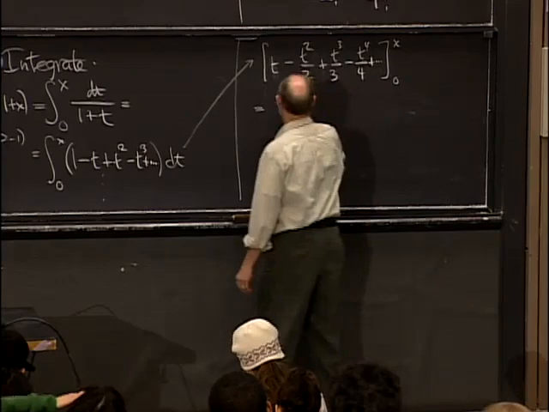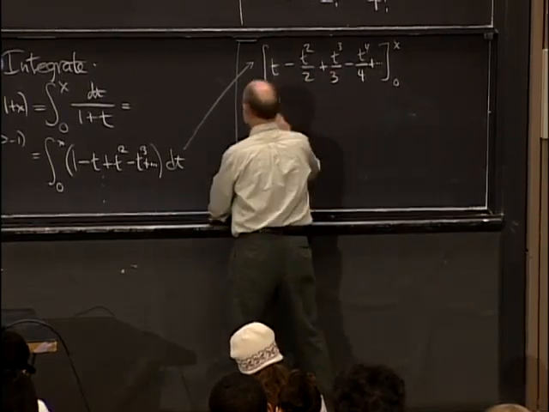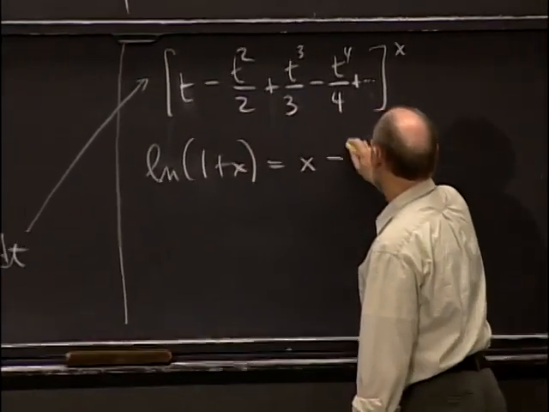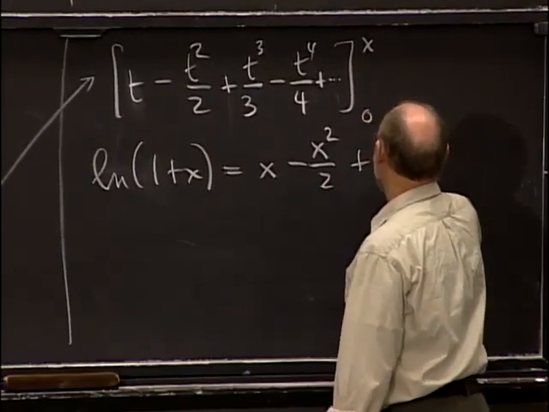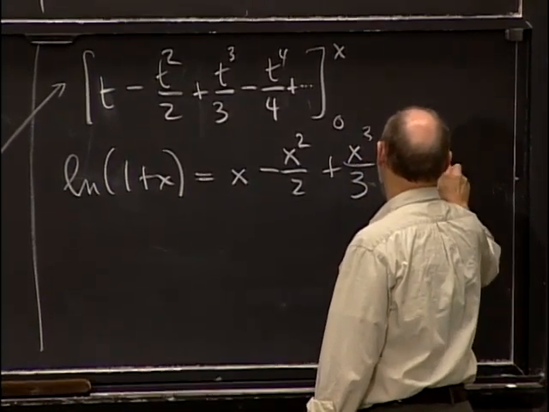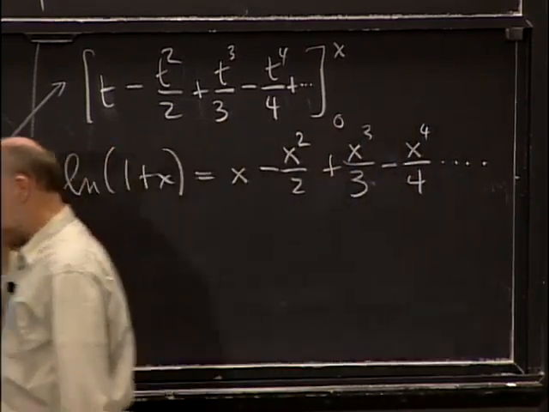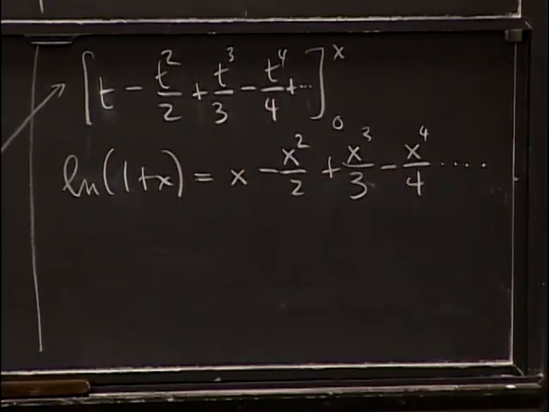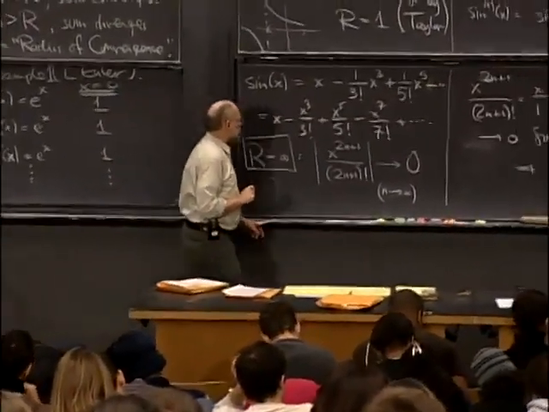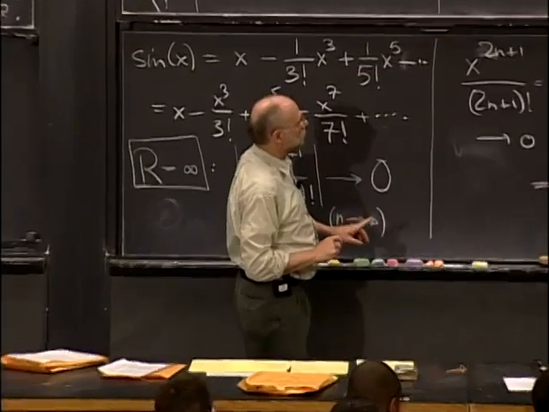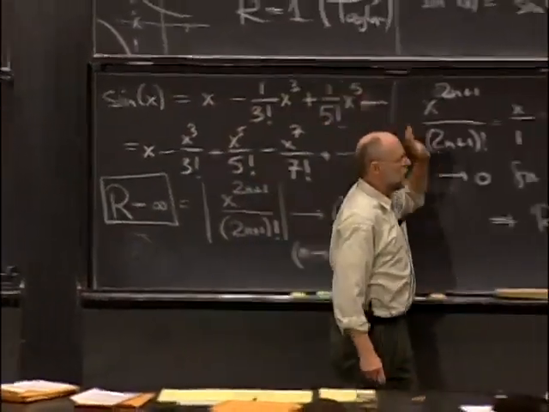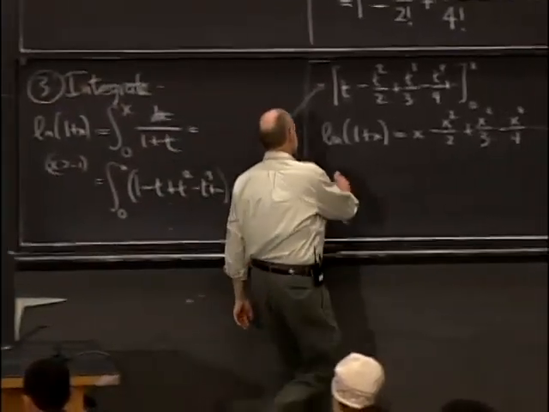So I've discovered that the natural log of 1 plus x is x minus x squared over 2 plus x cubed over 3 minus x to the fourth over 4, and so on and so on. There's the power series expansion for the natural log of 1 plus x. Because I began with a power series whose radius of convergence was just 1, the radius of convergence of this is also going to be 1.